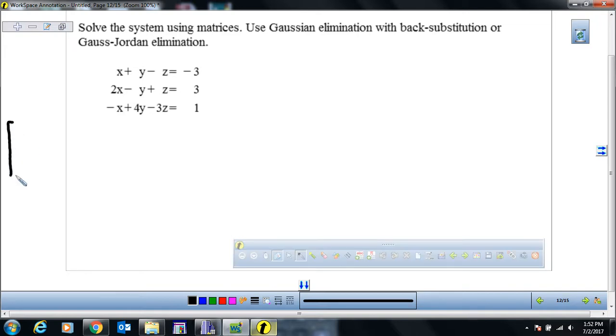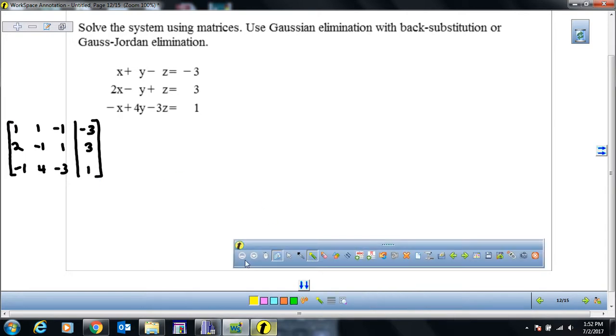First thing we're going to do is write the augmented matrix for this system of equations, which is 1, 1, -1, and -3 for the first row, 2, -1, 1, and 3 for the second row, -1, 4, -3, and 1 for the third row. And the process of the Gaussian elimination is going to consist of what we call row operations. So I'm going to be writing the row operations on the side as we go.